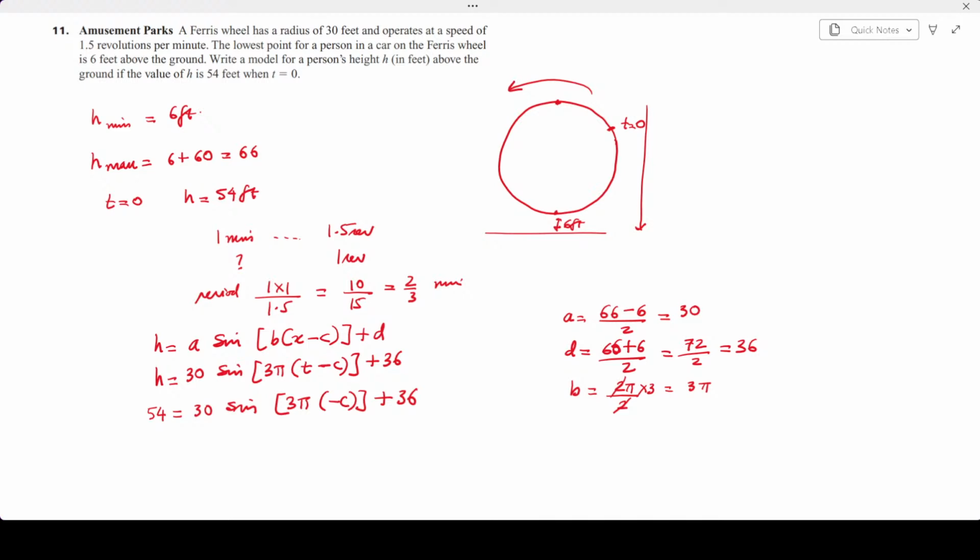Next, do the same worksheet again. Is it in radians? No, it's in degrees, so convert to radians because we had it in radians.